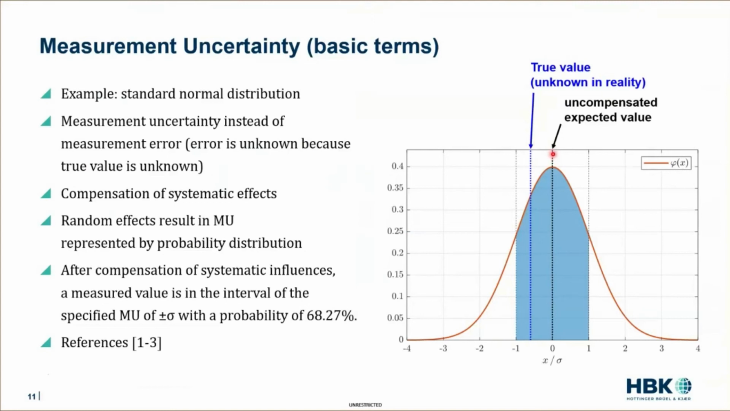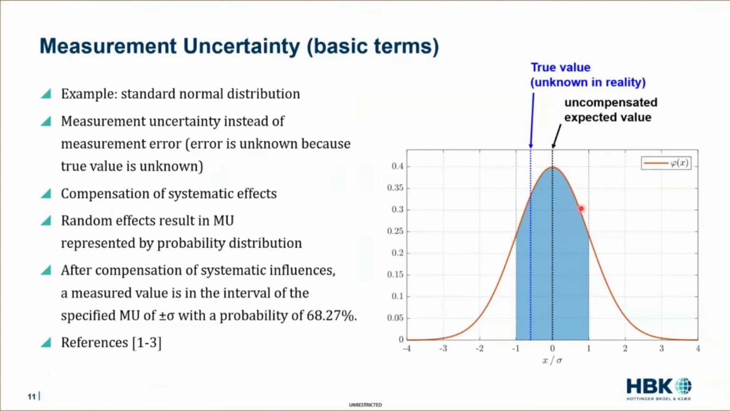But this is not what we know from real measurements. If we measure several times one after another, then we will see that, of course, a lot or most of our measurements are very close to this expected value. But there are also some which are a bit further away. And this is related to random errors. And we can model this by probability distributions. This is the red curve. In this case, as an example, it's a standard normal distribution.